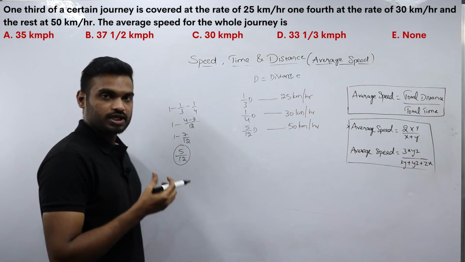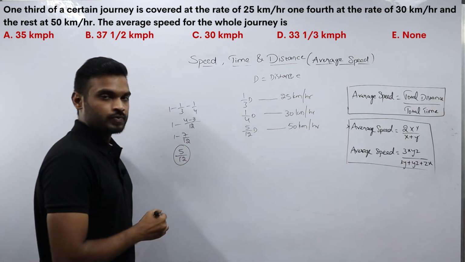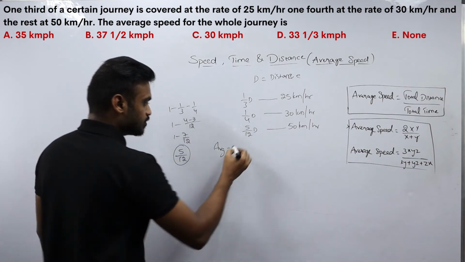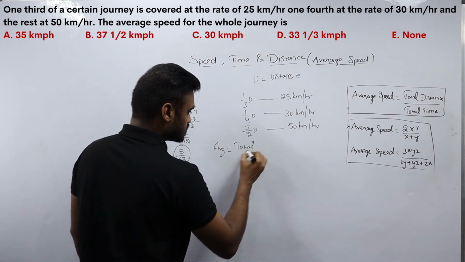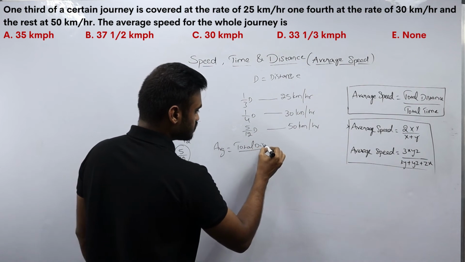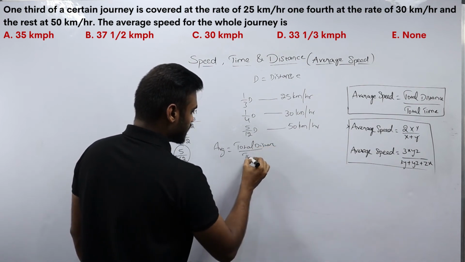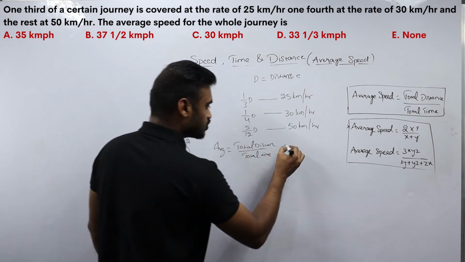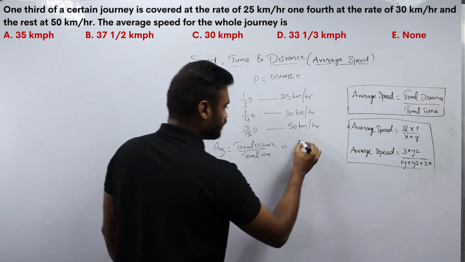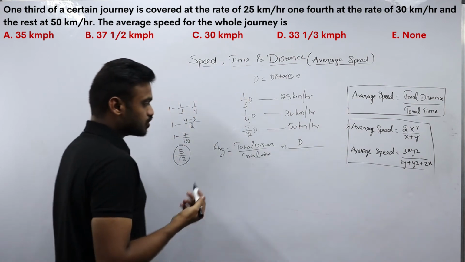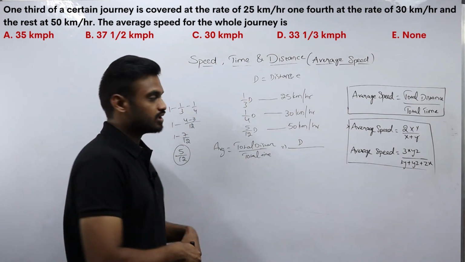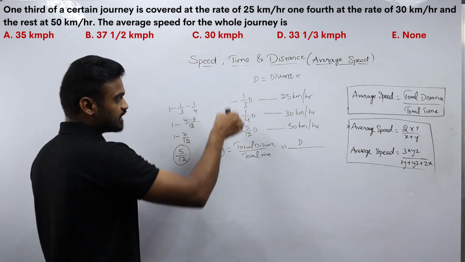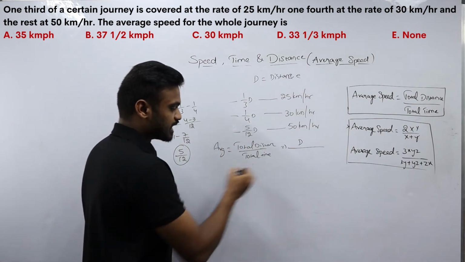So we need to find the average speed for this total journey. Average speed equals total distance by total time. What is the total distance here? That is d. Now what is the total time? The total time is nothing but the time in the first case, the time in the second case and also the time in the third case. If I add all three times, I will get the total time taken.